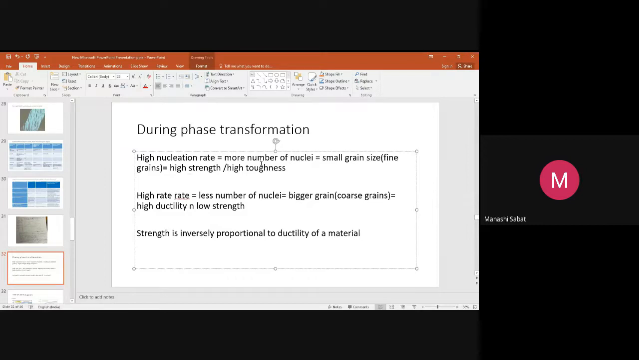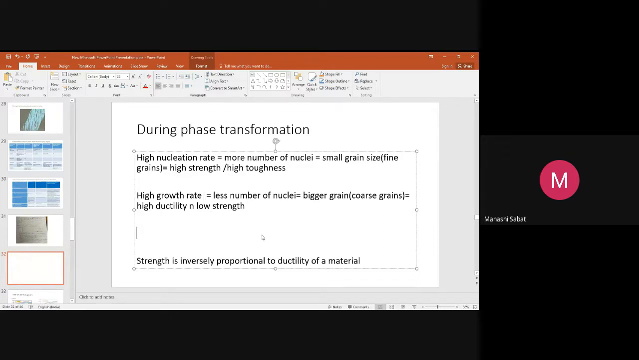High nucleation rate means more nuclei will form, and small grain size. It will end up with small grain size or fine grain, right? So the properties will be high strength, high toughness. But if the growth rate is high, then fewer nuclei will form. It will grow into bigger grains, coarser grains, and high ductility and low strength will be there.